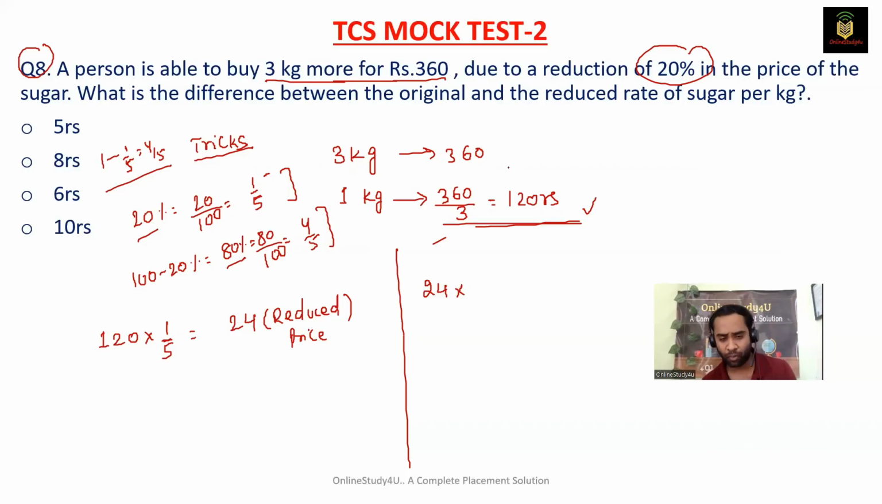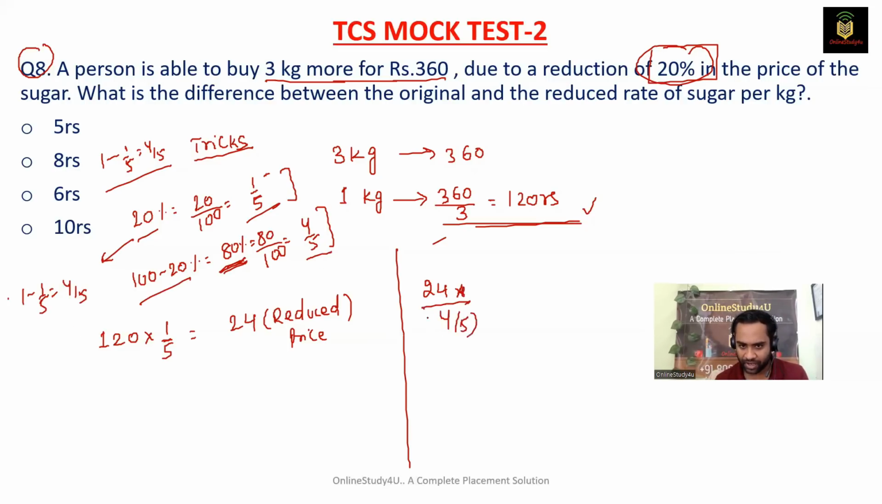The original price will definitely be more than that. Okay, fine. So due to a reduction of 20%, what is remaining? Remaining is nothing but 80%. So see, how can you calculate 80%? Either you subtract this 1 by 5 from 1, or subtract 100 minus 20, and then you will get 4 by 5. Now, 24 divided by 4 by 5. So 24 into 5 by 4. So 4 sixes are 24. So this will become your 30 rupees. This will become your original price.